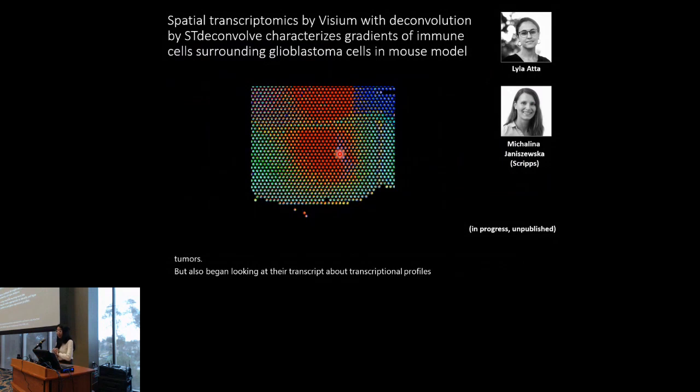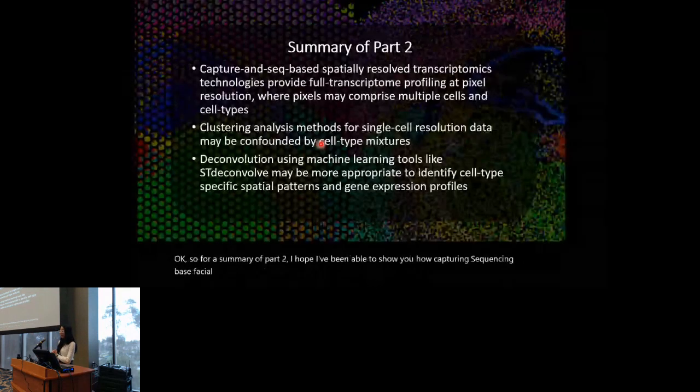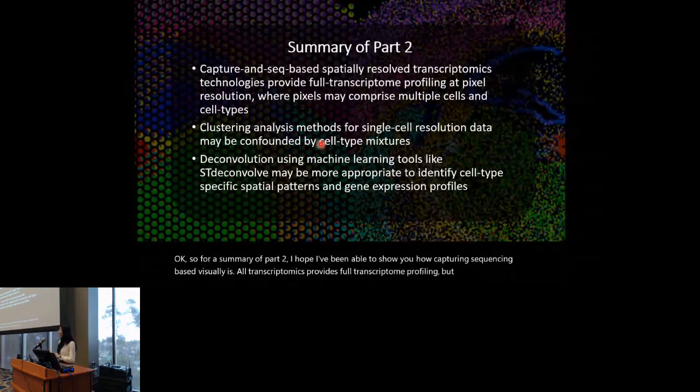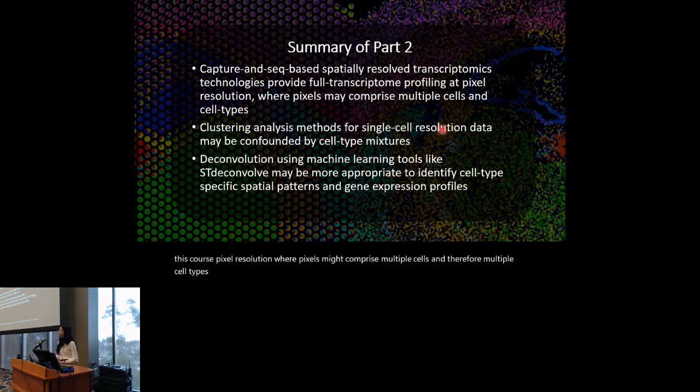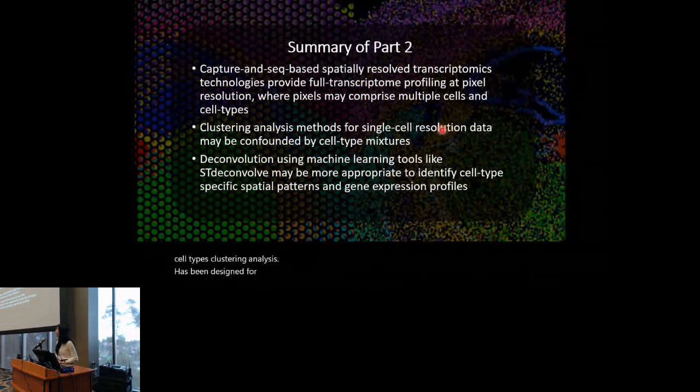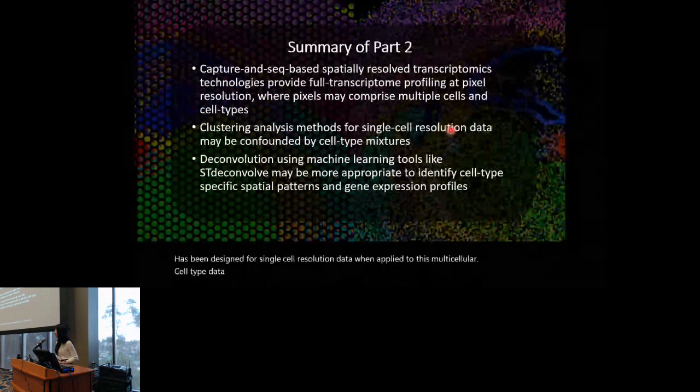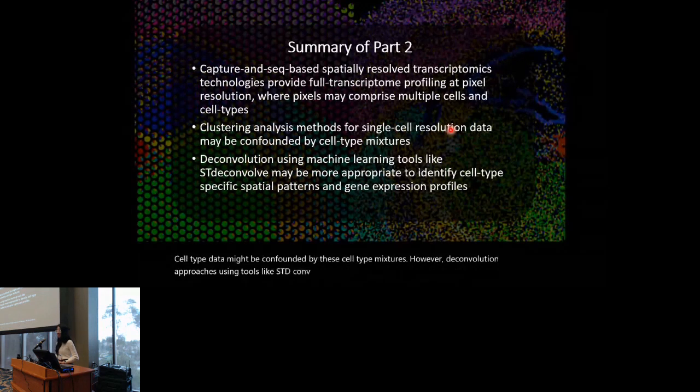Okay, so for a summary of part 2, I hope I've been able to show you how capture and sequencing-based spatially resolved transcriptomics provides full transcriptome profiling, but currently at this coarse pixel resolution, where pixels might comprise multiple cells and therefore multiple cell types. Clustering analysis that's been designed for single cell resolution data, when applied to this multicellular cell type data, might be confounded by these cell type mixtures. However, deconvolution approaches using tools like SD-deconvolved and many others can potentially overcome this challenge and may be more appropriate for identifying cell type specific spatial patterns and gene expression profiles.